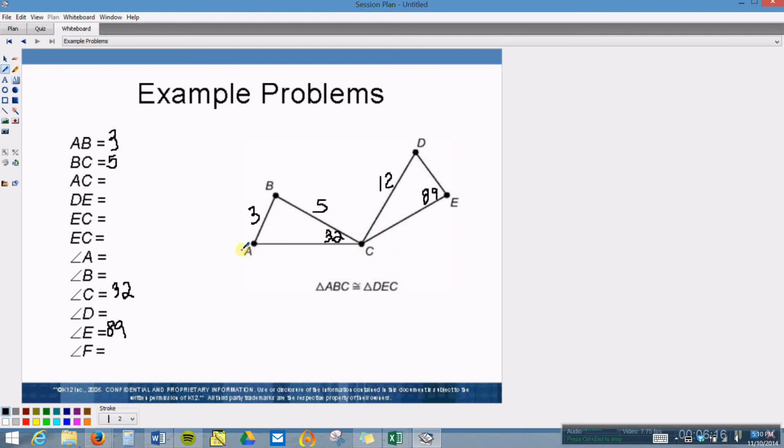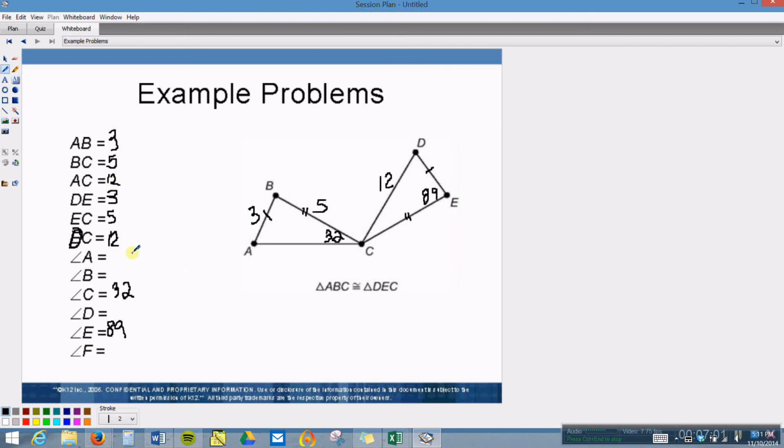So I can see that AB is that short leg. AB and DE are congruent. Well, if they're congruent, then that means that DE is also 3. BC is congruent to EC, so that's also 5. That should be DC, which I told you was 12. And then that means that AC is 12.